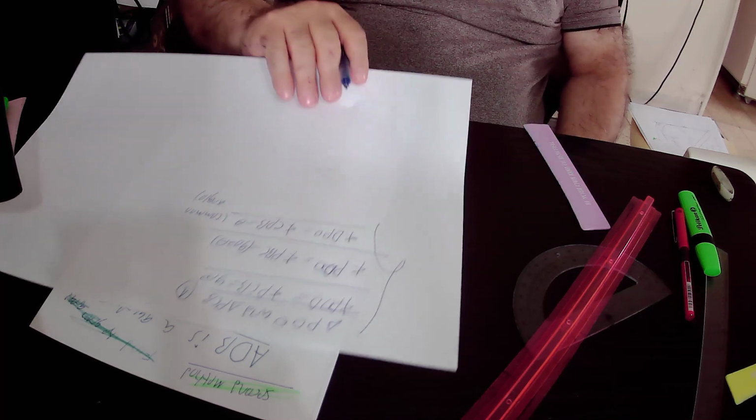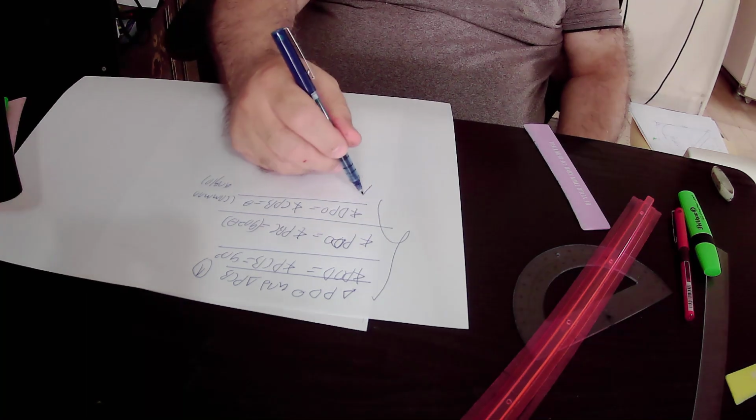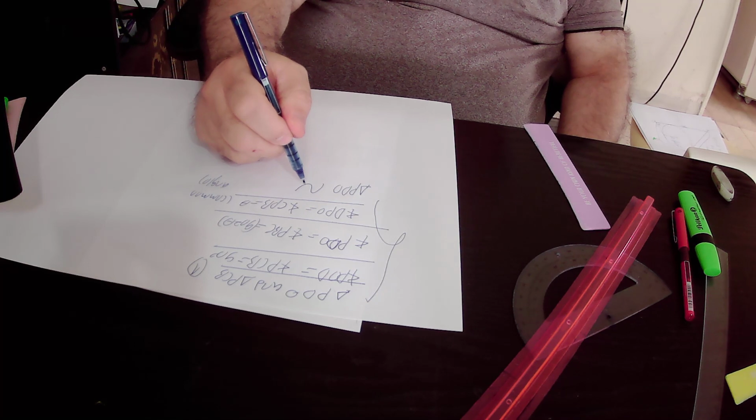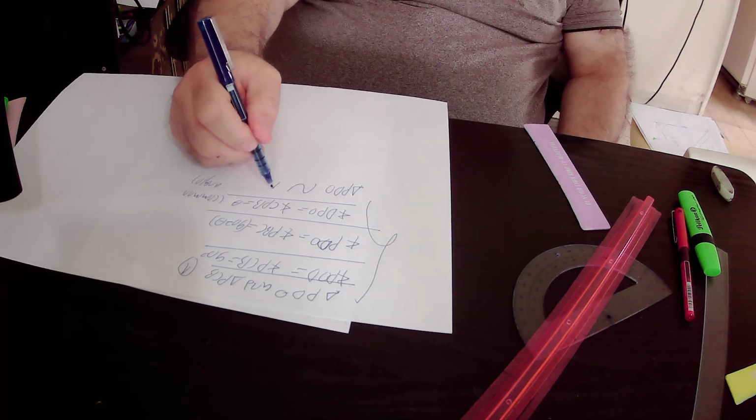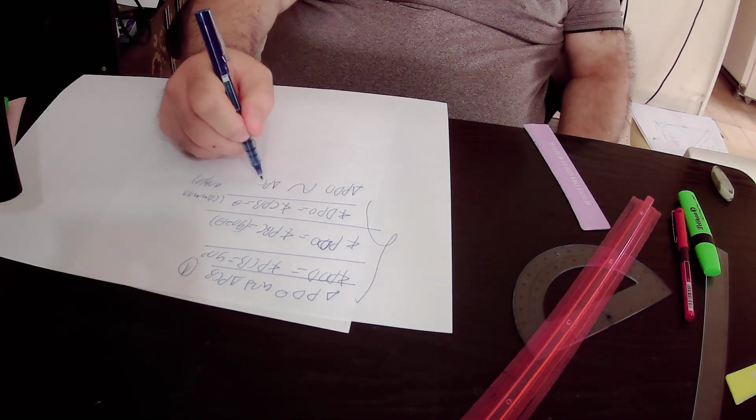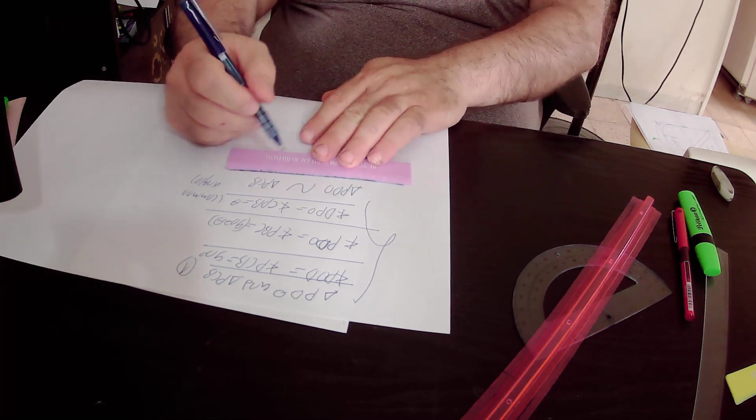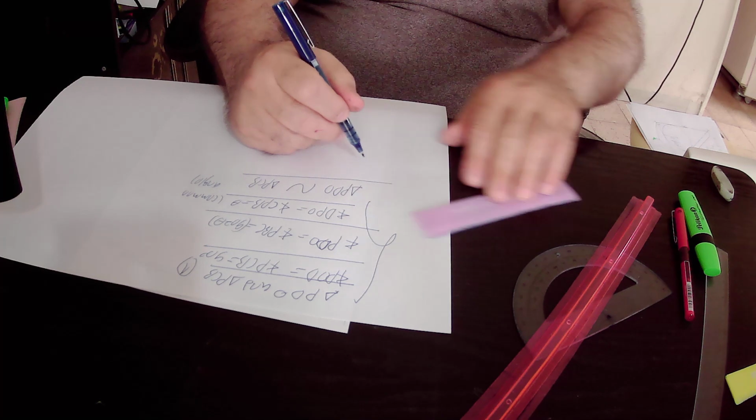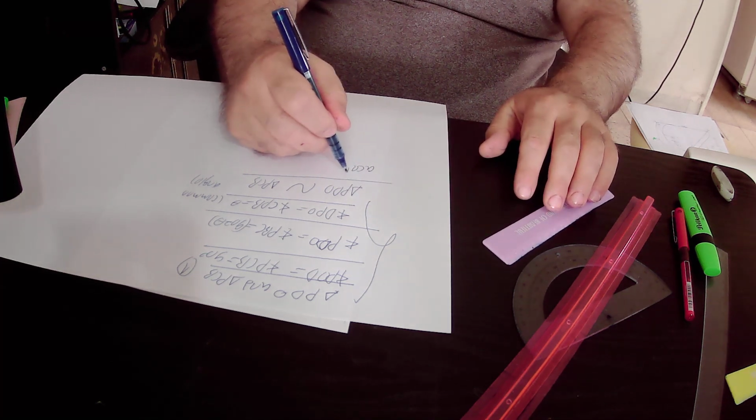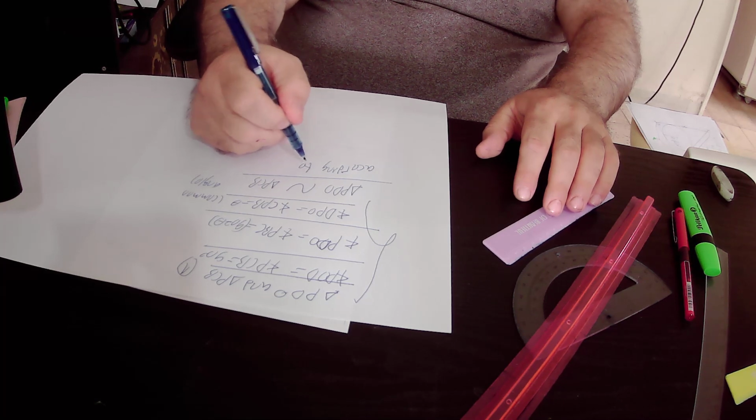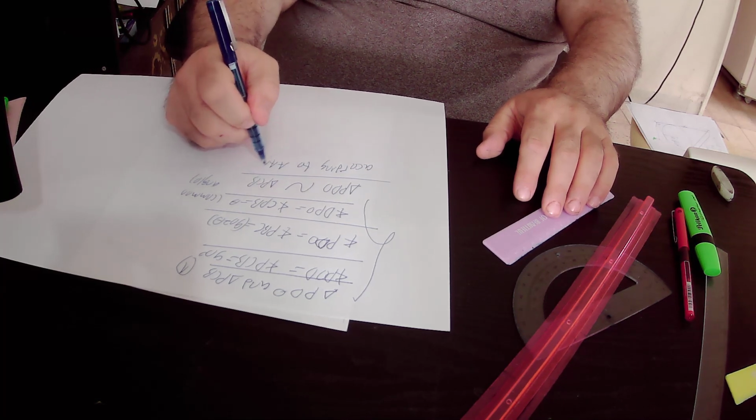Therefore, triangle PDO is similar, this is the sign of similar, to triangle PCB according to the angle similarity rule.